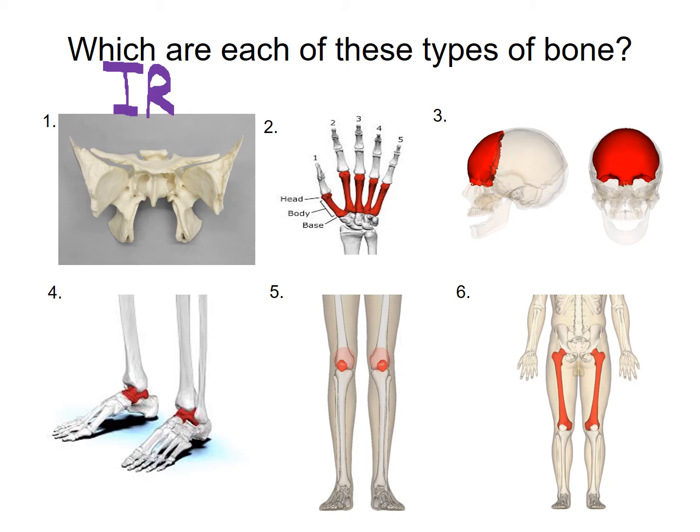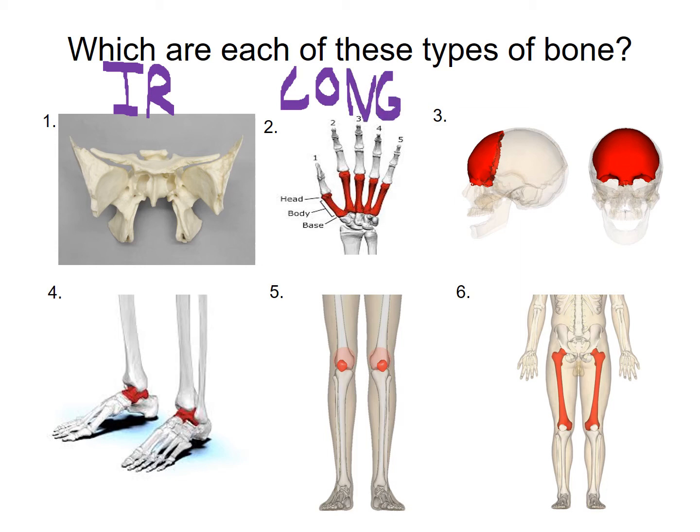Number 2, what type of bones are we looking at here? We are looking at the metacarpal bones, the very long and skinny bones that make up the back of your hand, that make up the palm region. And I kind of just gave away the answer, didn't I? They're long and skinny, and therefore they are long bones.